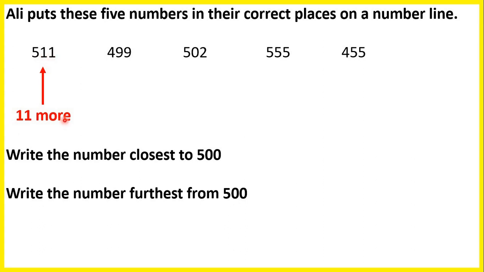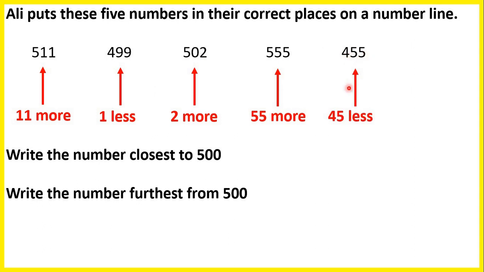511 is 11 more than 500. 499 is 1 less. 502 is 2 more. 555 is 55 more than 500. And 455 is 45 less, because if we subtract 455 from 500, we'll get 45. Or if we add 45 to 455, that will give us 500.